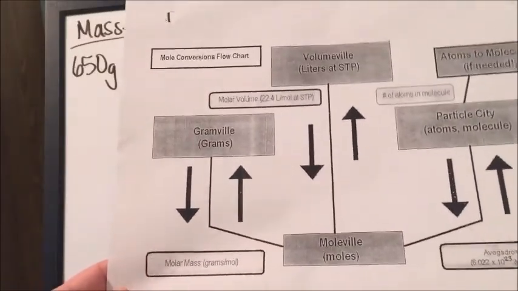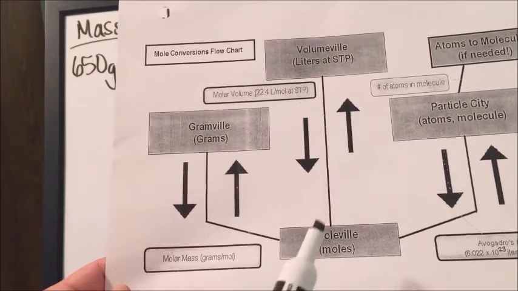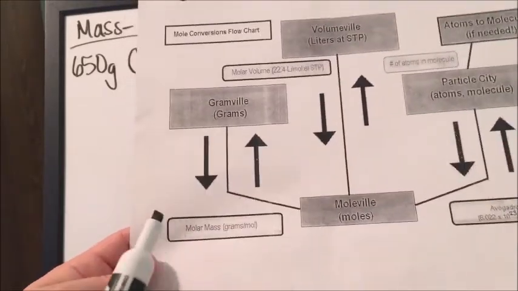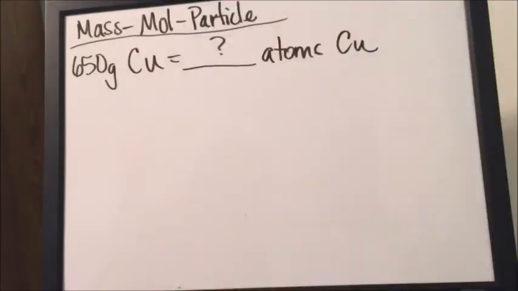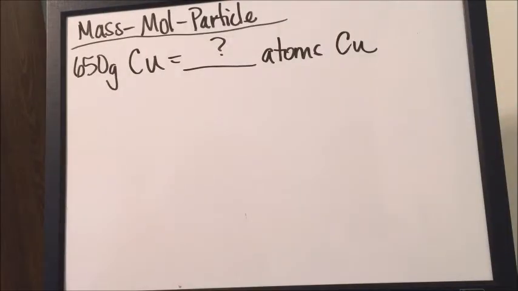And so if you're changing between grams and moles, or moles and grams, you will use molar mass as your conversion factor. Now, let's look at our problem. 650 grams of copper equals how many atoms of copper? And this is where the roadmap comes into play.